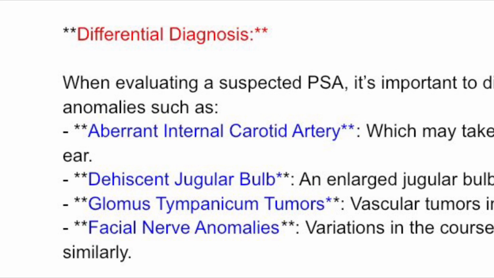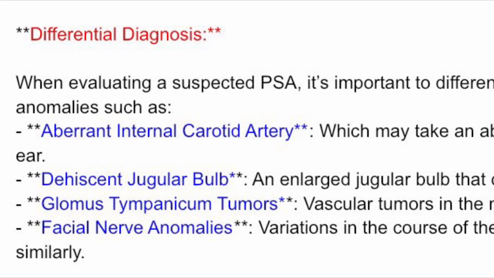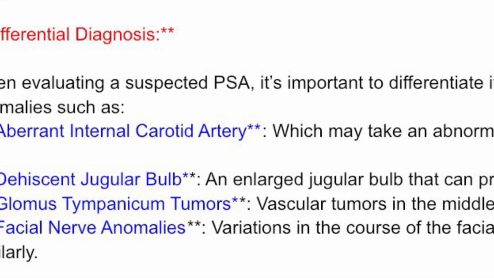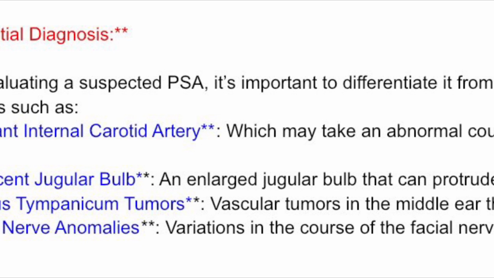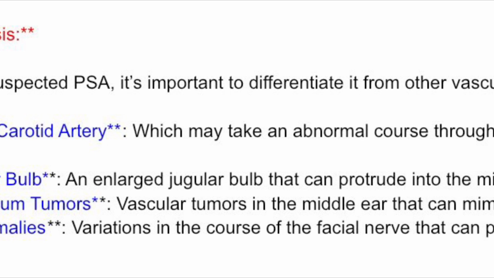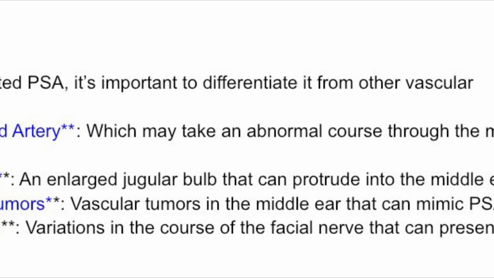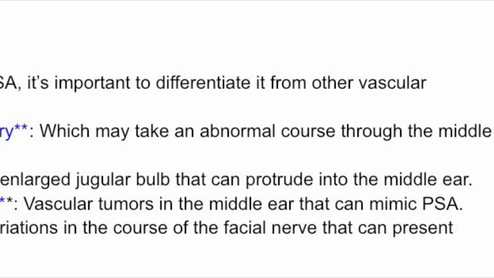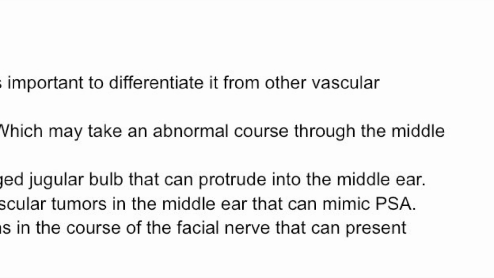dehiscent jugular bulb, an enlarged jugular bulb that can protrude into the middle ear, glomus tympanicum tumors, vascular tumors in the middle ear that can mimic PSA, and facial nerve anomalies, variations in the course of the facial nerve that can present similarly.